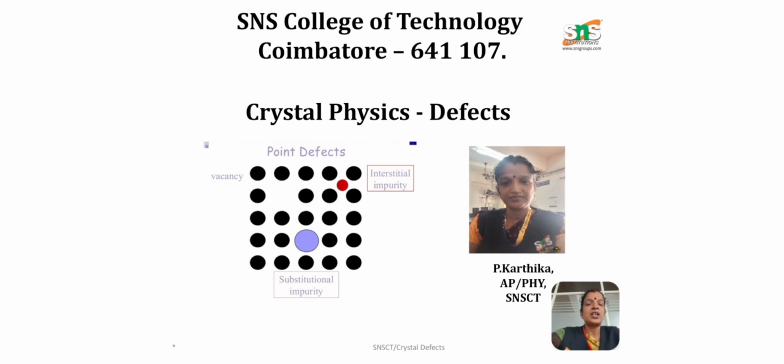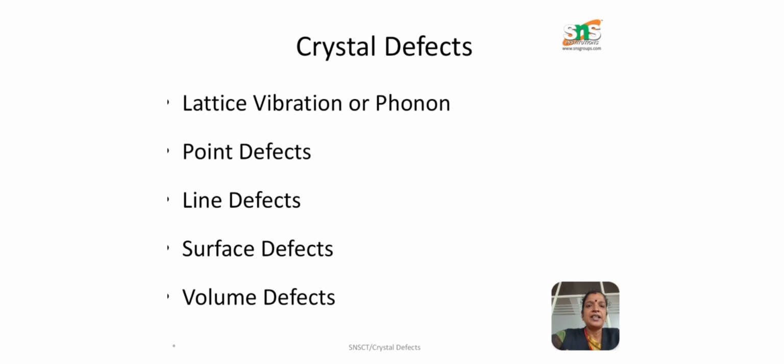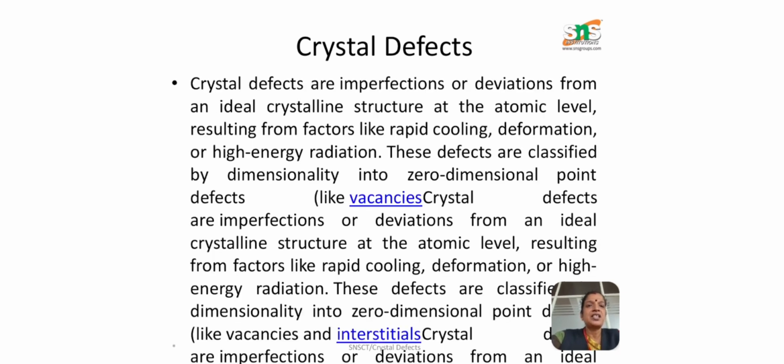So in this session, I am going to explain about crystal defects. The contents are lattice vibration or phonon, point defects, line defects, surface defects, and then volume defects. So here we can see what is a defect. Crystal defects are imperfections or deviations from an ideal crystalline structure at the atomic level, resulting from factors like rapid cooling, deformation, or high energy radiations.